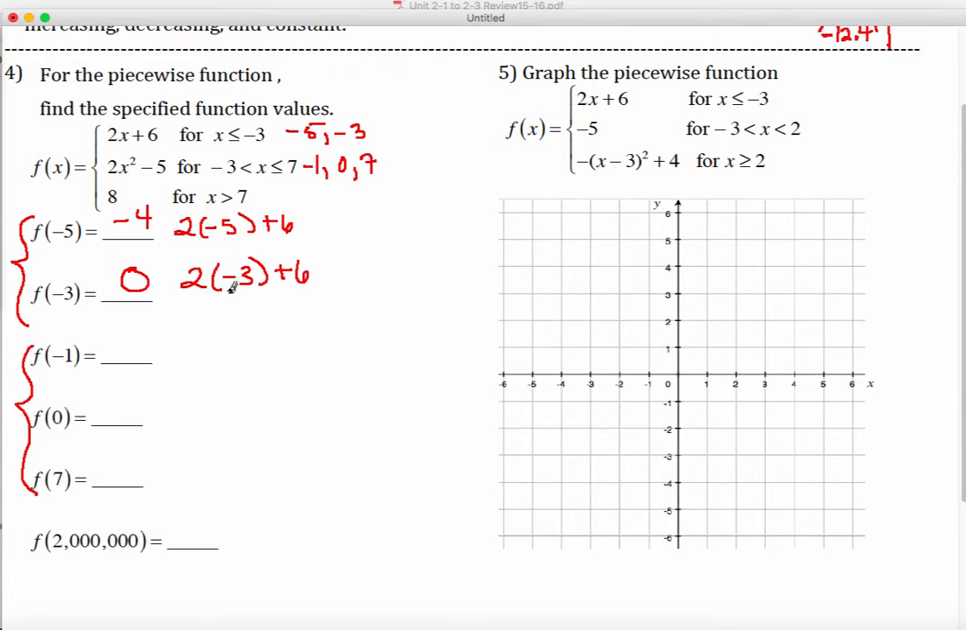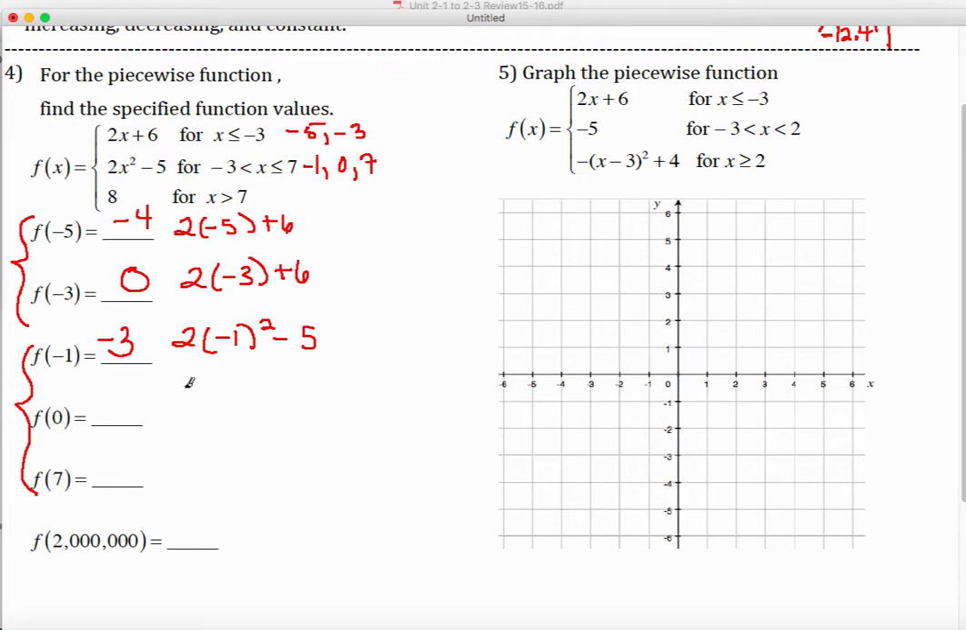Where am I putting it into? This equation right here, 2x squared minus 5. So I'm going to do f of negative 1, which is 2 times negative 1 squared minus 5. And negative 1 squared is 1. 1 times 2 is 2. 2 minus 5 is negative 3.